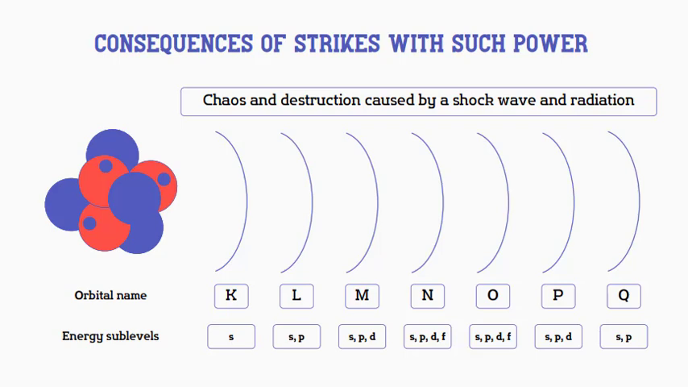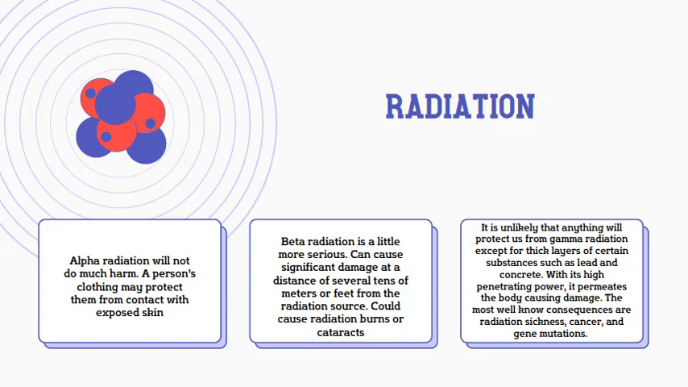There are 3 types of radiation. Alpha radiation will not do much harm. A person's clothing may protect them from contact with exposed skin. Beta radiation is a little more serious. It can cause significant damage at a distance of several tens of meters or feet from the radiation source. It could cause radiation burns or cataracts.